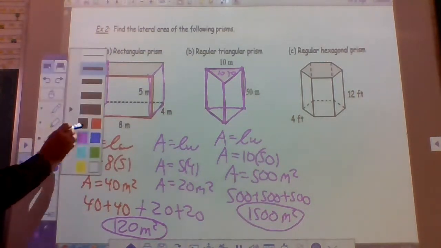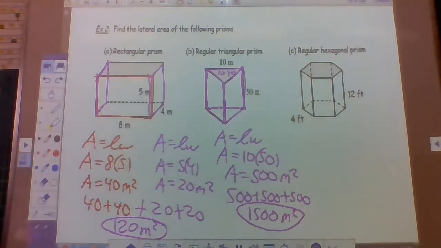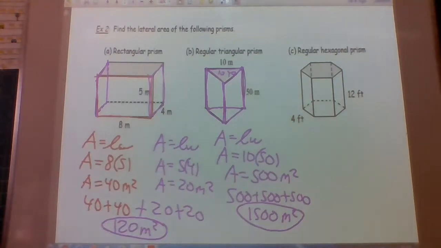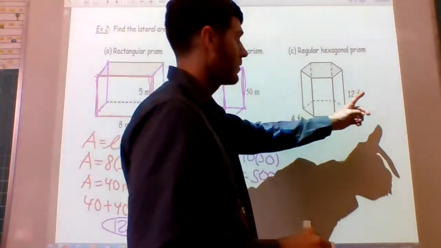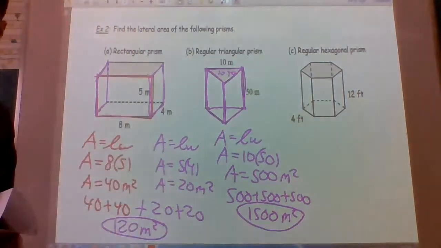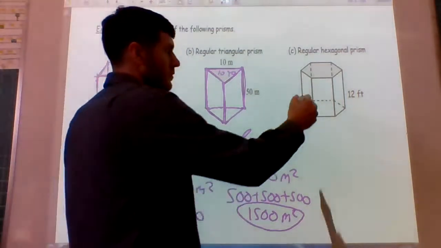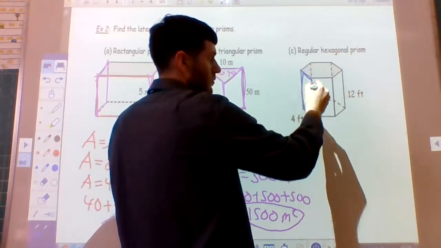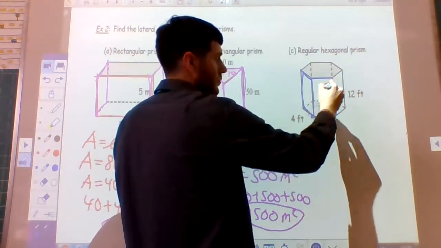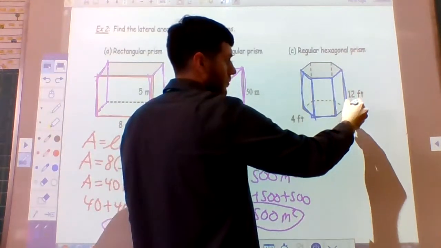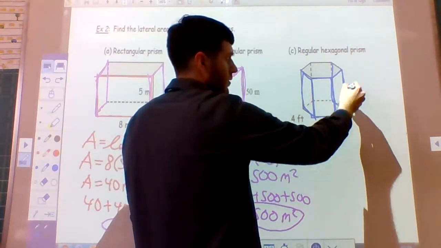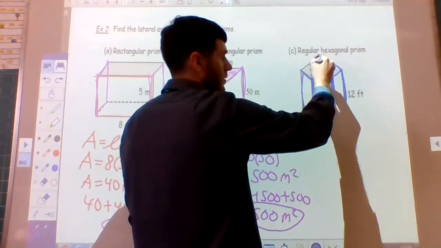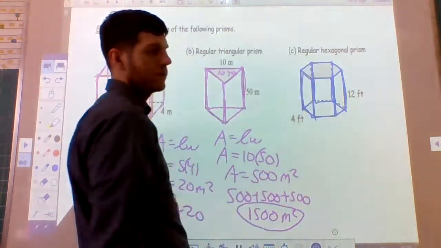Okay, and then the last one is the regular hexagonal prism. We found the area of the top to be 41.6, the area of the bottom to be 41.6. Now we need to find the lateral area. There are 6 sides. It's a hexagon. So you have 1, 2, 3, 4, 5, 6 rectangles.